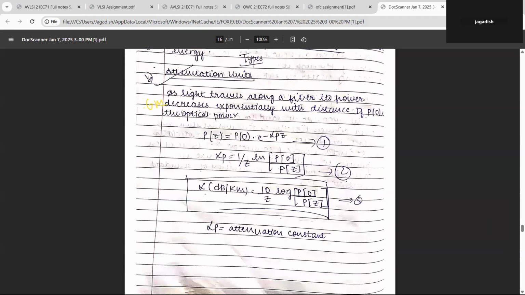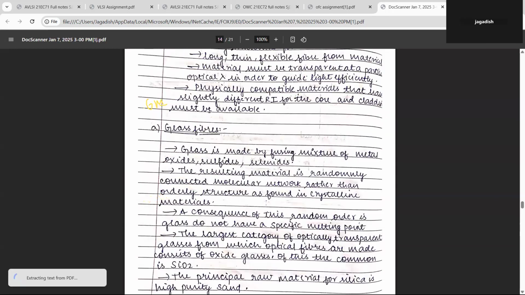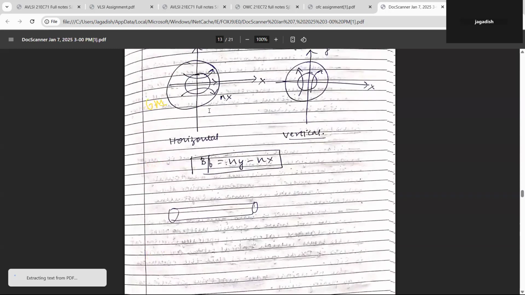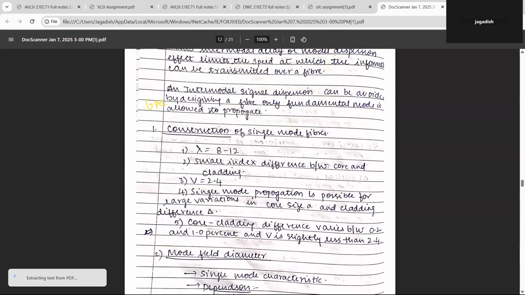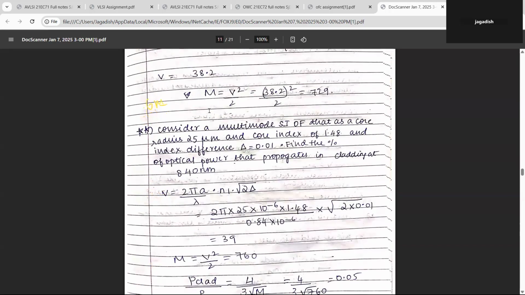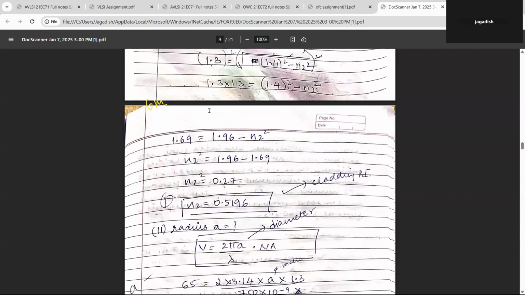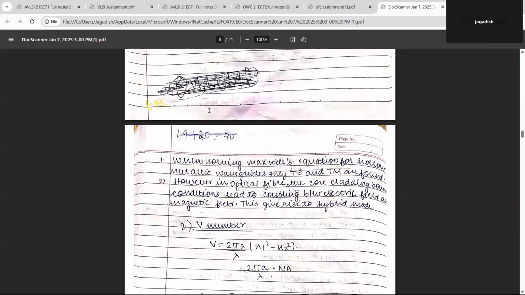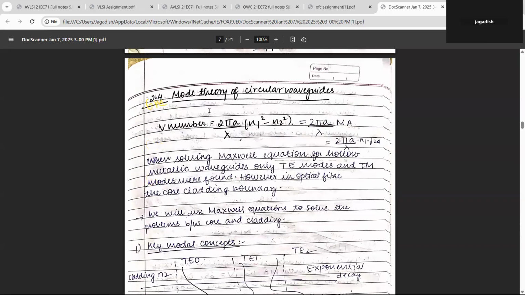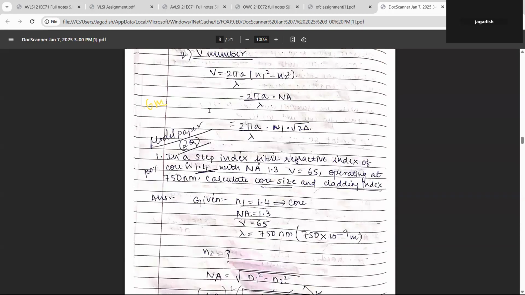In every paper you can expect attenuation and dispersion concepts, and types of optical fibers they give for 8 marks. All theory. So you have to write about single mode optical fibers, these problems. That's all for Module 1. Attenuation, dispersion, core cladding, mode theory of circular waveguides, formulas, everything. If you learn, module 1 is done.